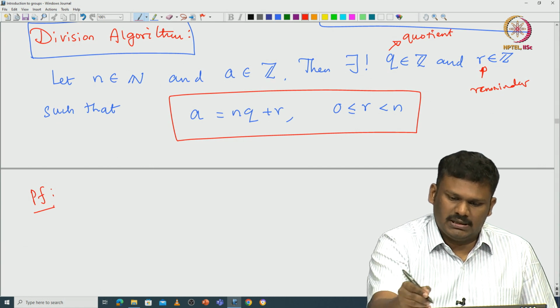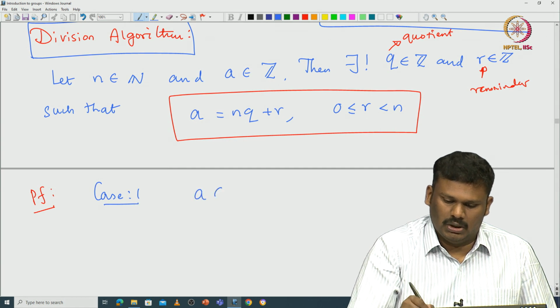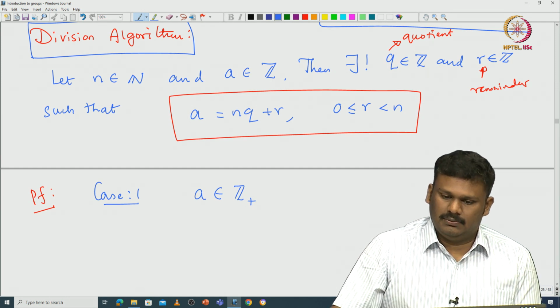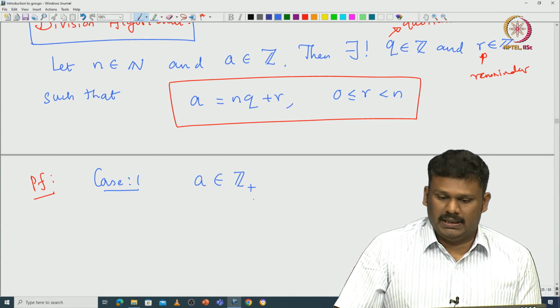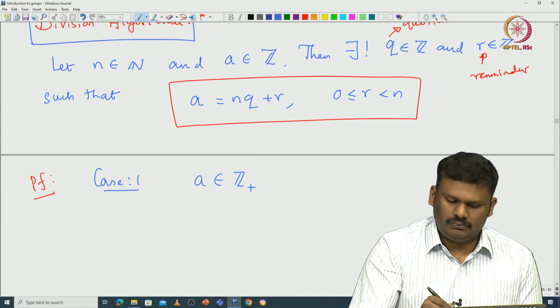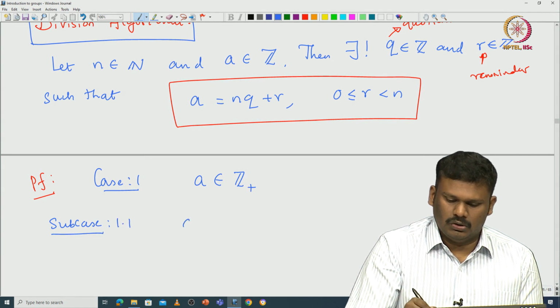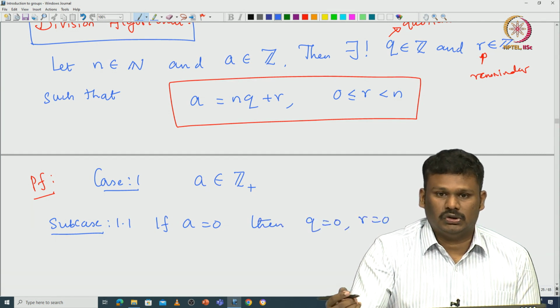So, the very first case, we assume that A is a non-negative integer. In that case, there are the following possibilities. For example, if A is 0, then you can take Q and R to be 0. So, there is no issue. This is the sub case. If A is 0, then you can take Q 0 and R 0. So, that works. So, we first prove the existence.